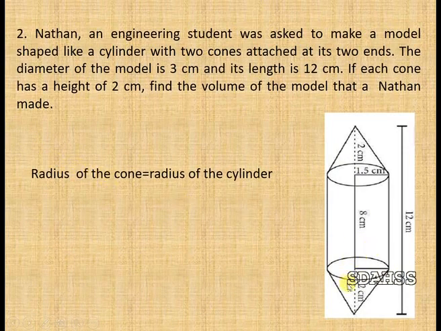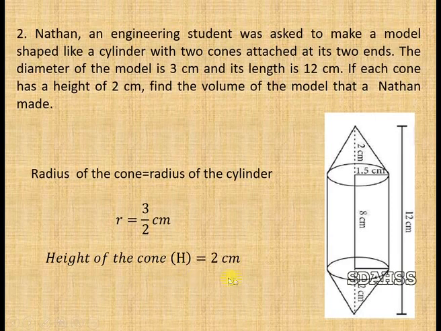The radius of the cone is equal to the radius of the cylinder, which is equal to 3 by 2 centimeter. The diameter of the cylinder is equal to the diameter of the cone, that is 3 centimeter, but we want to find the radius, so its radius is 3 by 2 centimeter. Then the height of the cone is equal to 2 centimeter. That should be taken by the letter h.